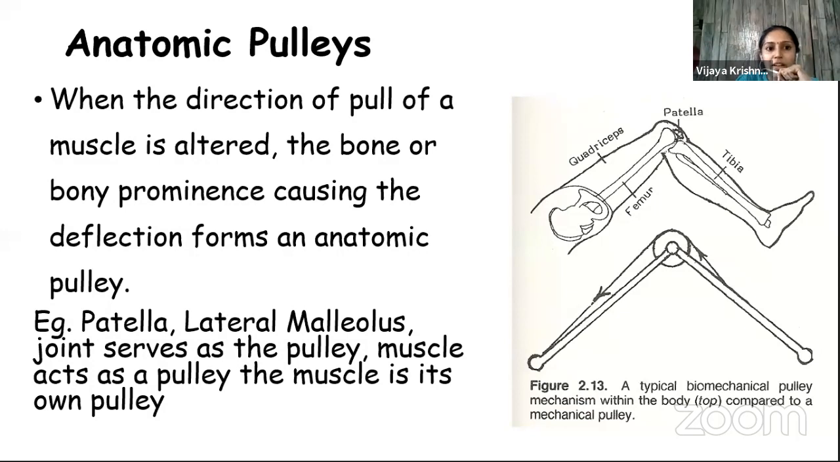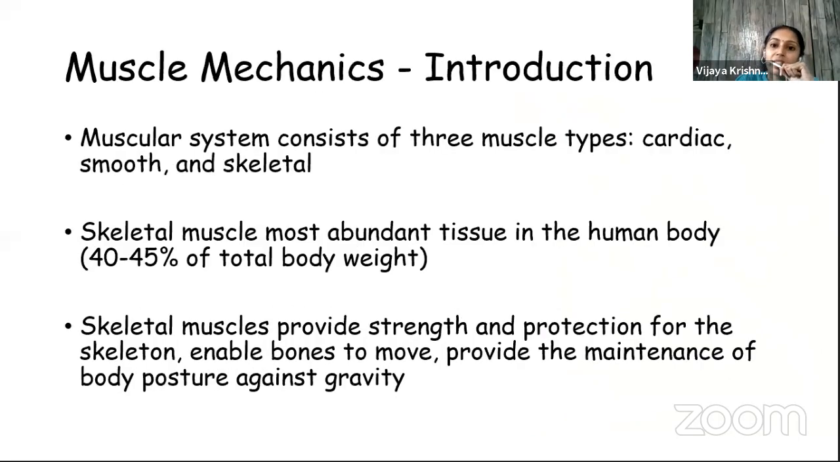The next thing that we are going to look at is muscle mechanics. How does muscle mechanics function? How do muscles alter the forces and how do they cause the movements? For muscle, there are three types: cardiac muscle, smooth muscle, and skeletal muscle. Skeletal muscles are the most abundant tissue in the human body. They provide strength and protection for the skeleton, enable bones to move, and maintain body posture against gravity.